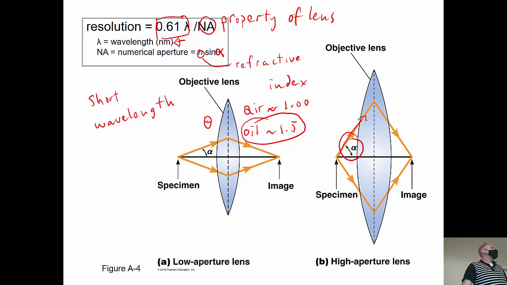Okay. Any other questions? Yes? So which lens has better resolution, on the left or the right? So the one on the right will be a higher resolution lens.